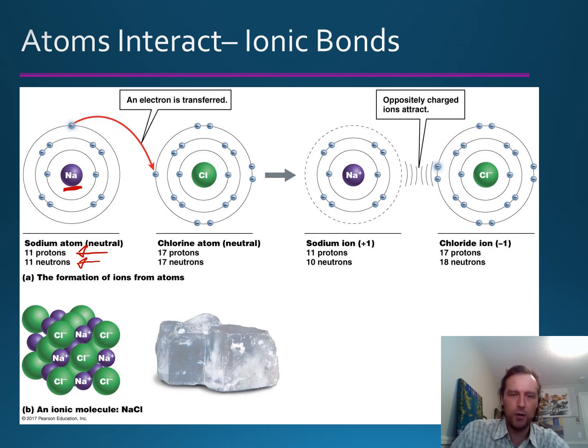So let's count them in sodium. 1, 2 in the first energy level, now it's full. Go to the next energy level. 1, 2, 3, 4, 5, 6, 7, 8. And that's full. So 2 plus 8 is 10. And then 11, that's this last electron on its outermost energy level.